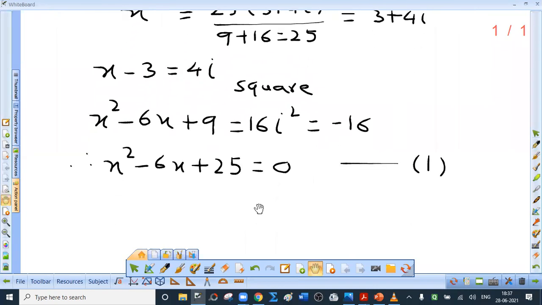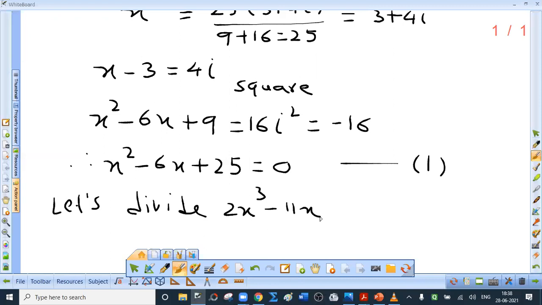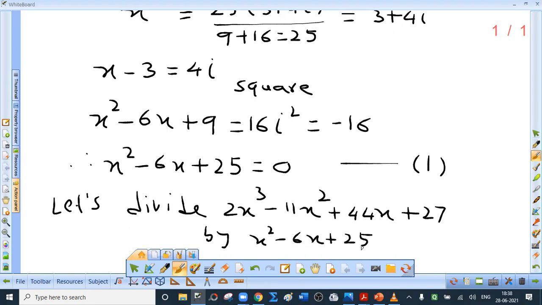Now, I will say we will use the division method, direct division. Let us divide that expression. You have to write. Let us divide 2x cube minus 11x square plus 44x plus 27 by x square minus 6x plus 25. I hope you can perform this division.